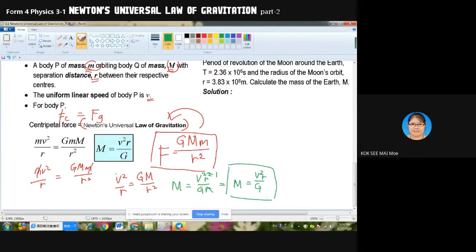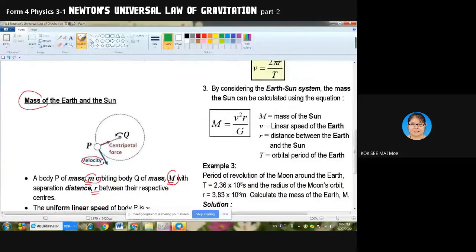You want to find either the mass of the sun or the mass of the earth, depending on this one, either sun or earth. So what is this radius? The radius from the object to the sun or to the earth. G is a constant number. Then what is V? The linear speed of the object moving when it orbits the sun or the earth. So this is a new formula when you want to find the mass of the Earth and also the Sun.